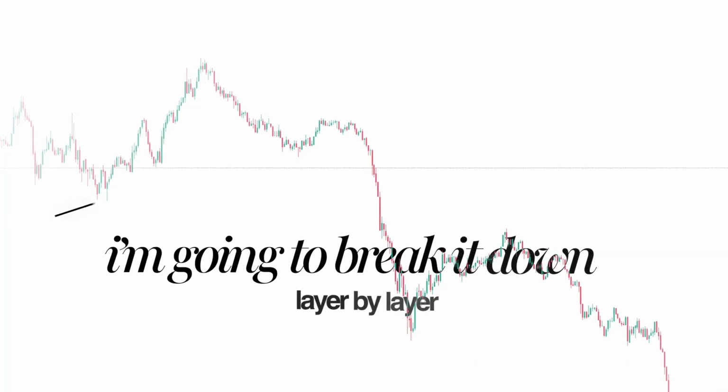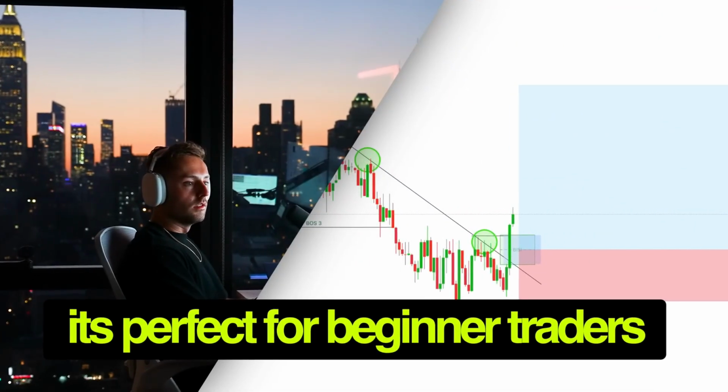I'm going to break it down layer by layer, step by step, so that you know exactly what a clean setup looks like. And the best part about this model, in its simplest form, is that it's perfect for beginner traders to start becoming profitable. And for advanced traders like me, you can stack layers of confluence over it to customize it how you like, still use the framework, but add or subtract as you see fit.